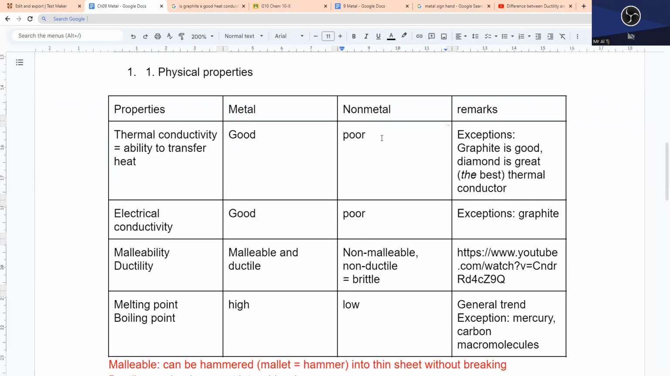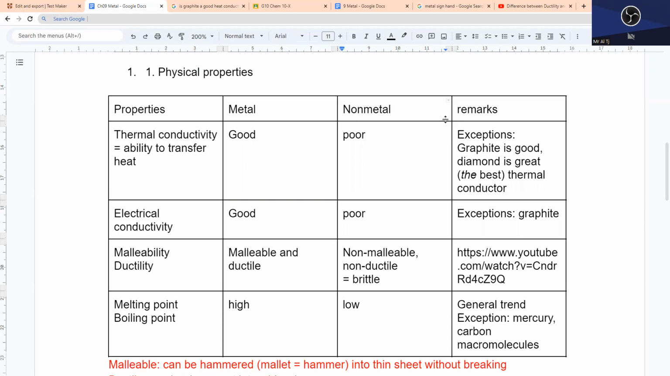So if we want something to transfer heat, we're going to make it out of metal, such as the heat sink or most cooking utensils. But if we want something to not conduct heat, we are going to use non-metal, such as insulator for a refrigerator, and insulators to separate between inside and outside of a house. This is especially important, the non-metal as insulators, in colder countries.